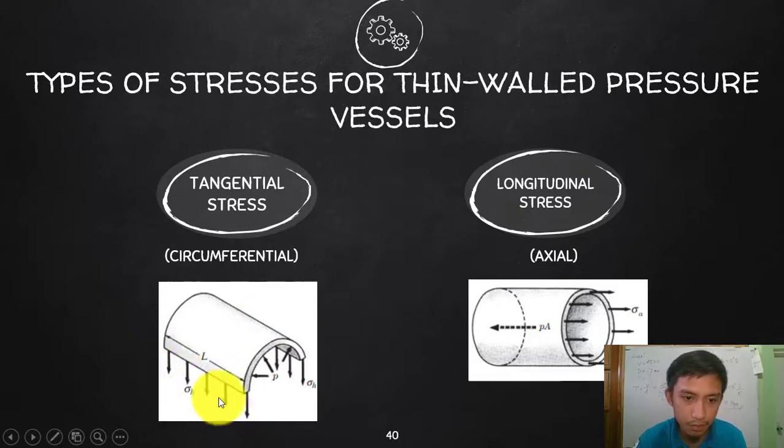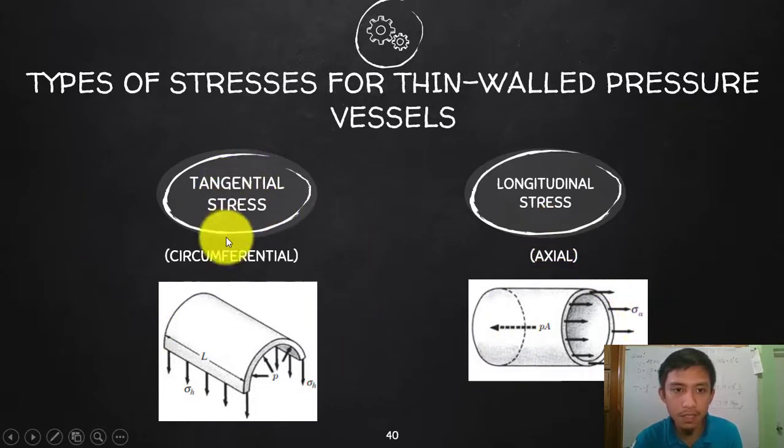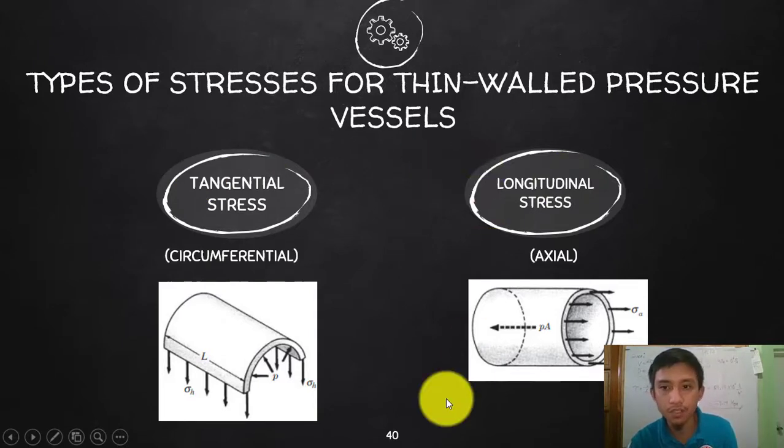Let's put that as sigma, since that is a normal stress, with subscript h. Actually, that is only in the figure, since this is a ready-made figure that we only used. Later on we can put that as sigma sub t, which means tangential, and then sigma sub l. T stands for tangential, L stands for longitudinal.